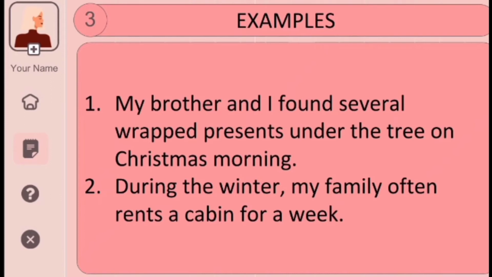My family often rents a cabin for a week. We are looking now for a prepositional phrase in the sentence, so we can see during the winter at the beginning of the sentence and for a week, or the phrase for a week here at the end of the sentence. When we start looking at the role in the sentence, what is the function of a prepositional phrase? So the phrase during the winter is telling when we rent, and because it's telling when, it's also an adverb question. The phrase for a week is also telling when, or it's essentially telling how long.